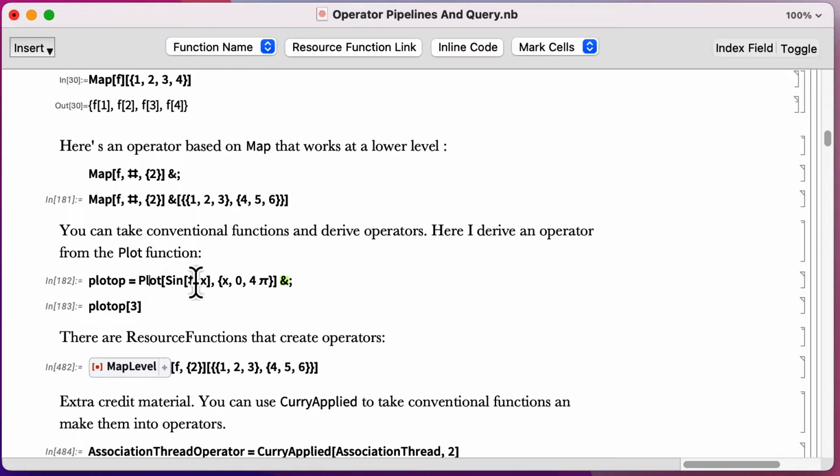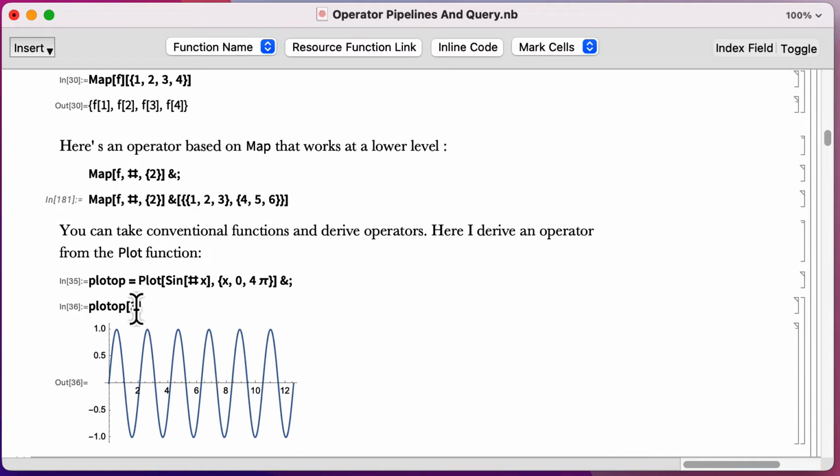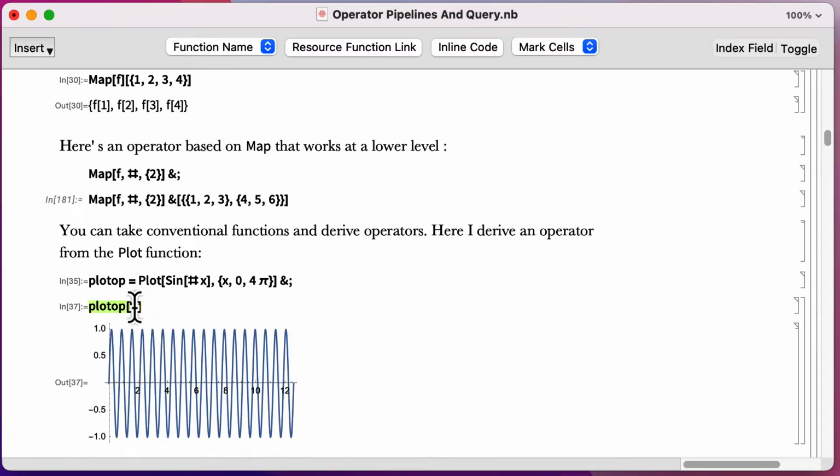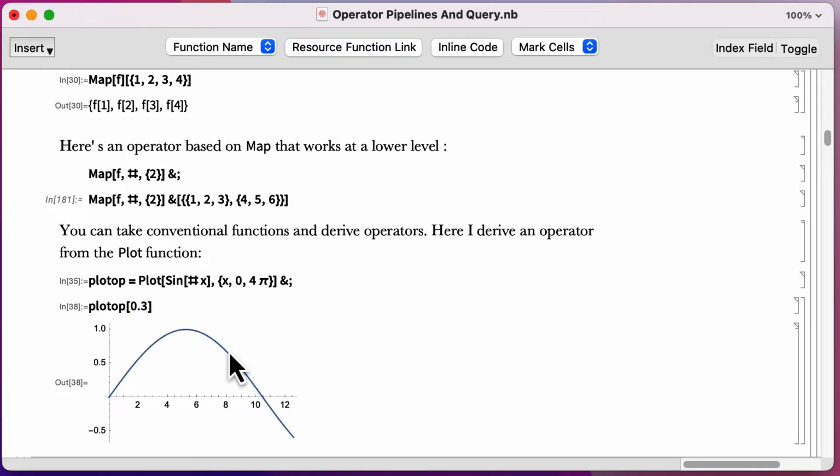So we'll call that plotOp. Now if I say plotOp of 3, it's going to plot a sine function with a high frequency of 3. And I could say plotOp of 9, and it would come up with an even higher frequency. Or I could say plotOp of 0.3, and it would come up with a very low frequency plot.